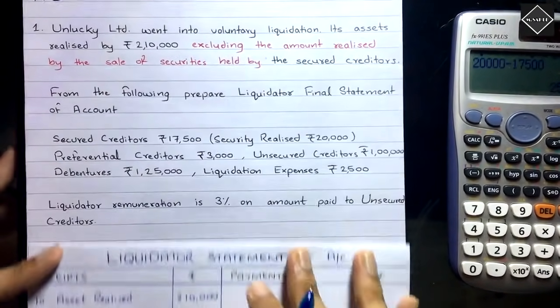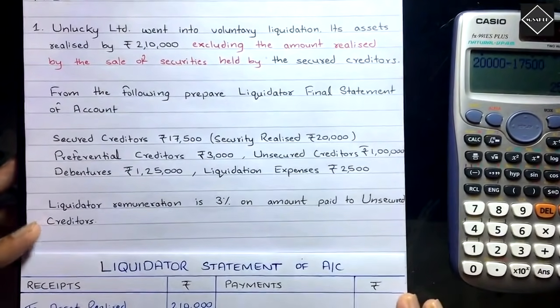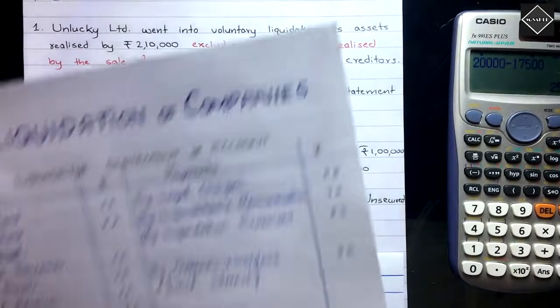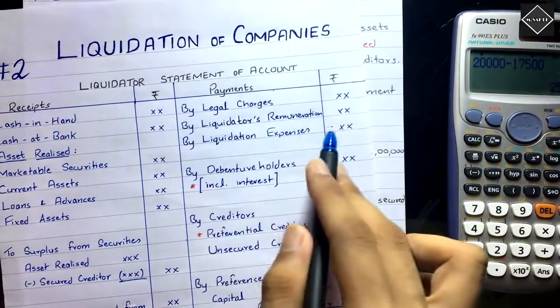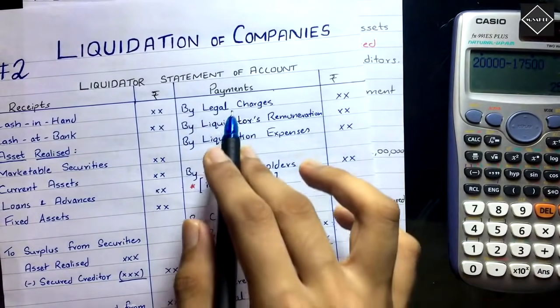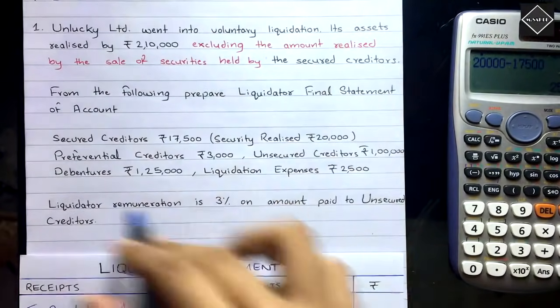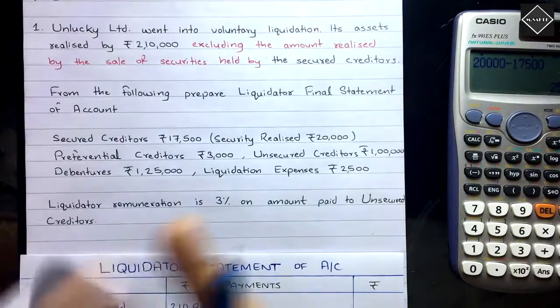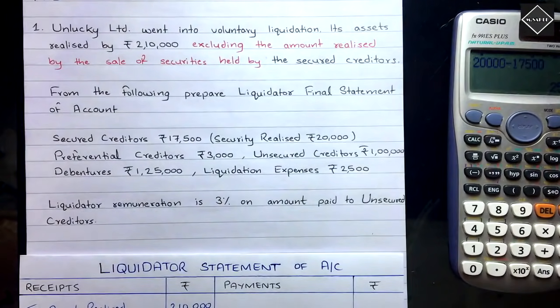And then do we have any other receipt? No, nothing. So now we have to go to the payment side. The first payment that we are going to make is legal charges, if there is any. Legal charges, liquidator remuneration, liquidation expenses. Do we have any legal charges over here? No legal charges. So go on to the next one, liquidator's remuneration. Yes, of course. In all the problems there will be liquidator remuneration.